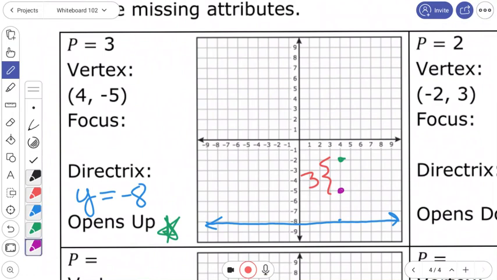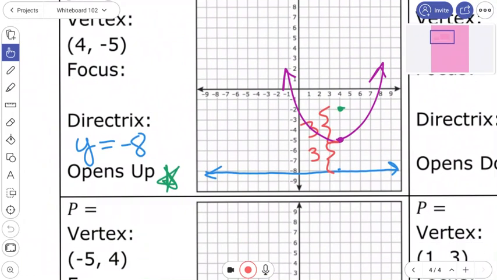And if you wanted to draw a rough sketch, you could. Your vertex is, again, at (4, -5). And just knowing that our parabola opens up, it's going to look something like that. Don't forget, the distance from the vertex to the focus was 3, so the distance from the vertex to the directrix is also 3.